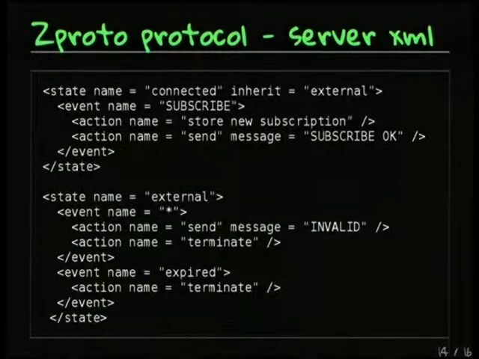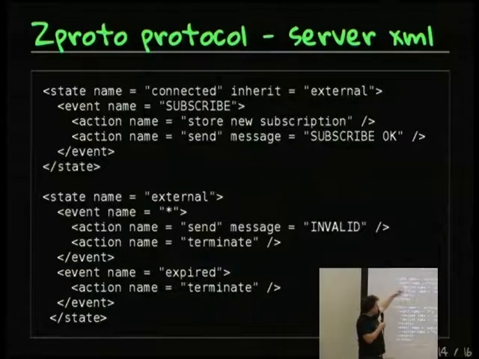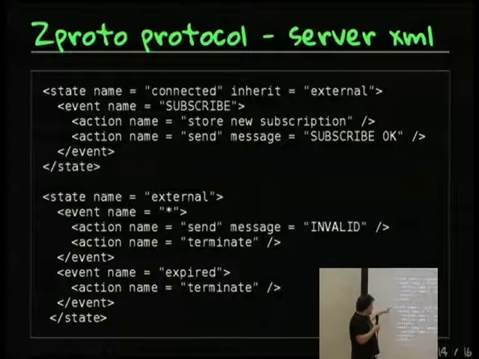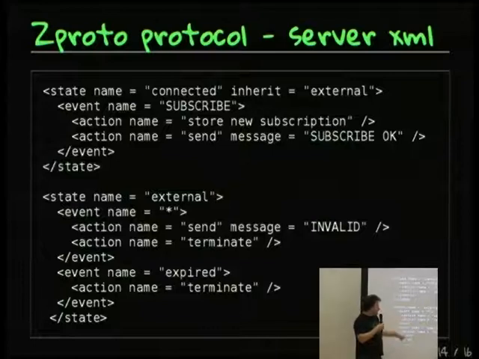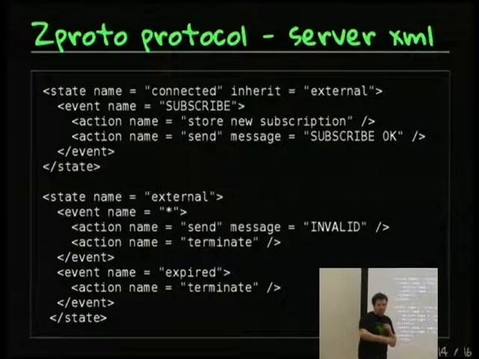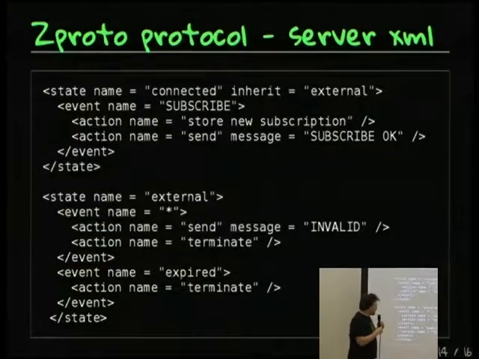So, what else? Now, this is a description of the state machine. We've got some state, we are connected, and if somebody sends us a subscribe message, we will store it and we will reply, yes, you are subscribed. And there is also another state which is inherited in all others. And if somebody sends us a message that we are not handling, then we reply that it's invalid, and if we got expired, we will terminate the client. So this is not so easy as the protocol itself, but it's still quite understandable.